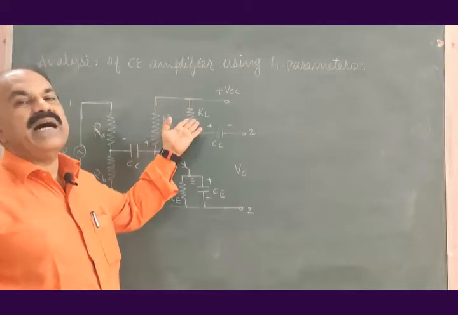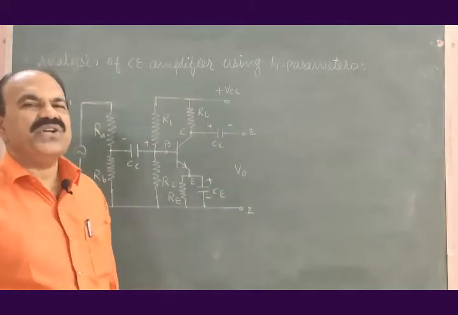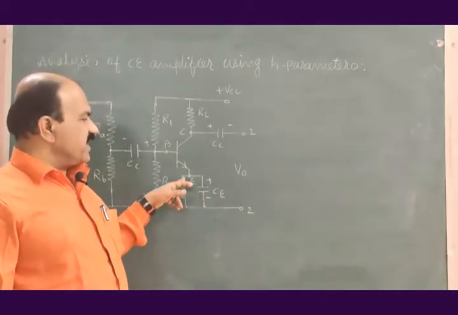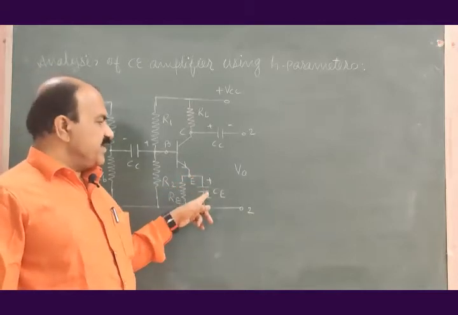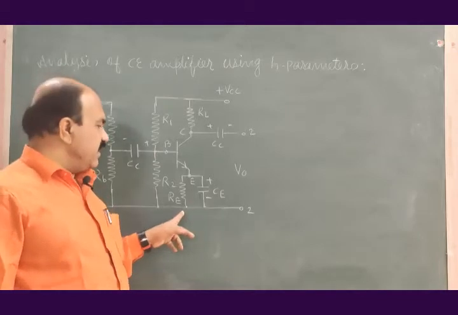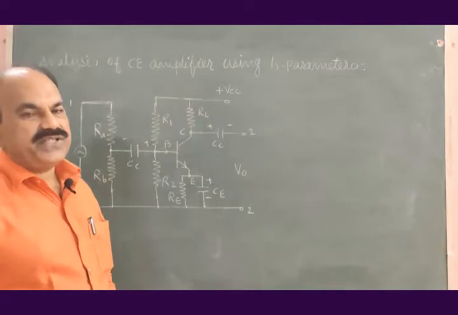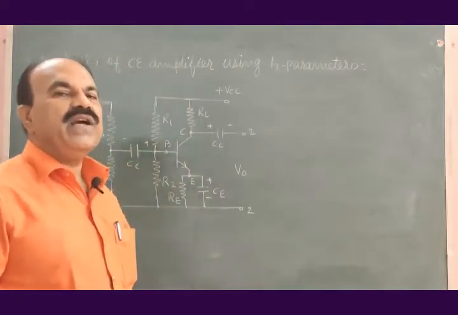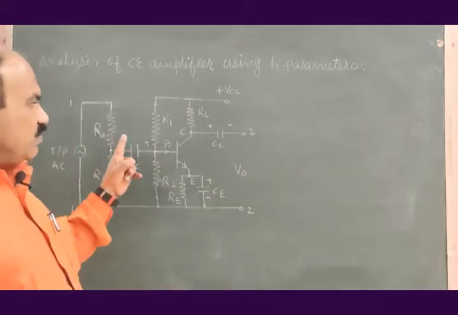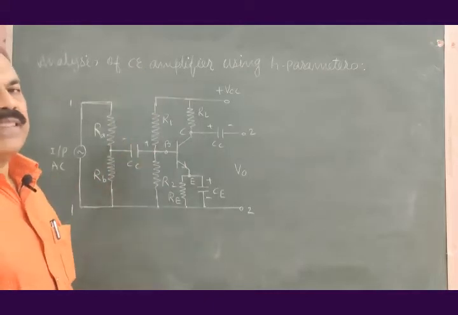You may call this RL, load resistance. You can even have one more resistance here as the load resistance. RE-CE combination: RE resistance connected across the emitter, CE the bypass capacitor connected between ground and the emitter. This circuit is known as the common emitter amplifier circuit. We want to analyze this circuit using H parameters.